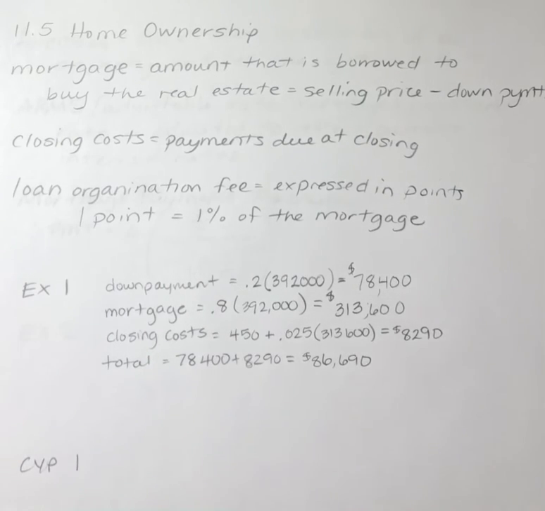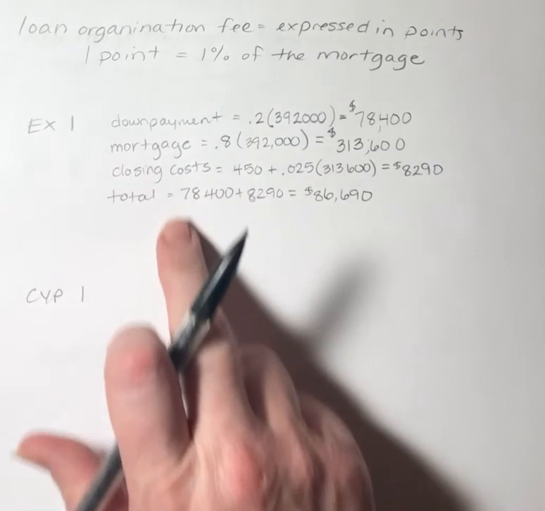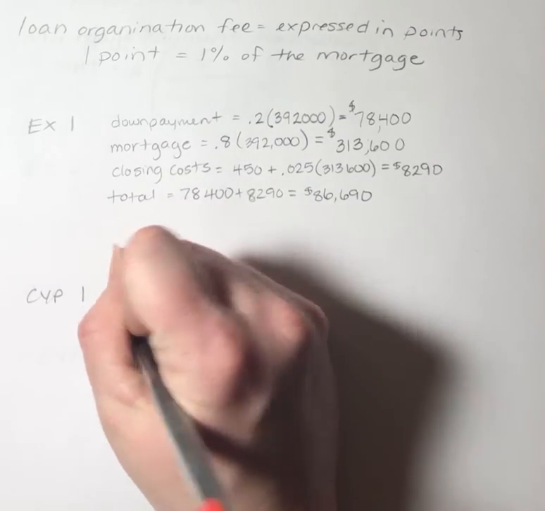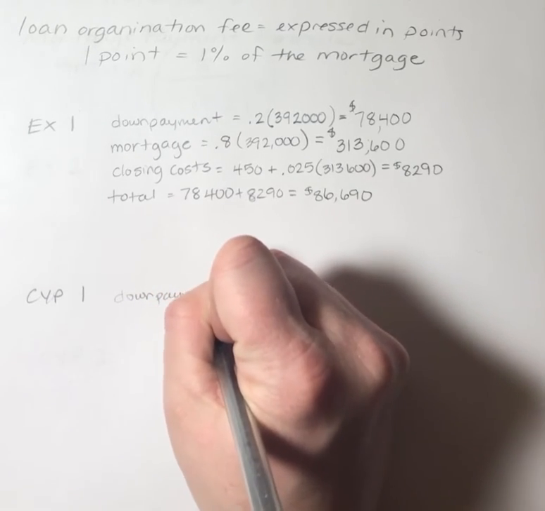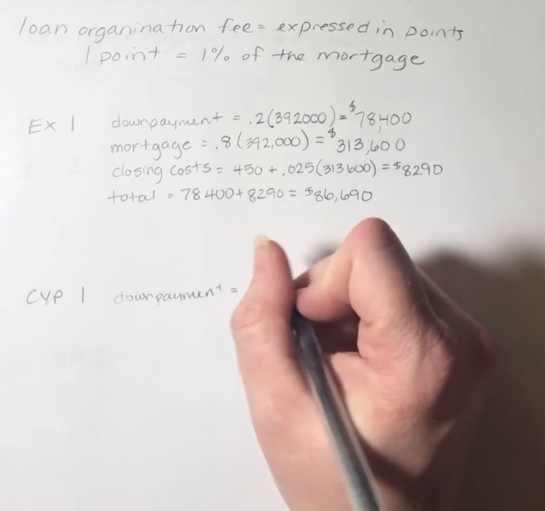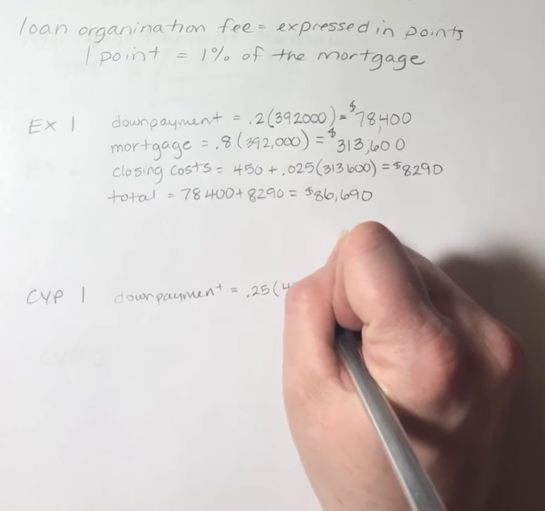All right, check your progress one. The purchase price of a home is $410,000. A down payment of 25% is made. The bank charges $375 in fees plus 1.75 points. Find the total of the down payment and the closing costs. So I'm going to go through the same process again. My down payment, they put a down payment of 25% of the $410,000.